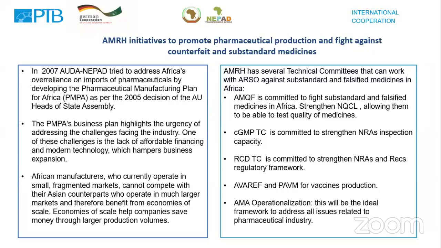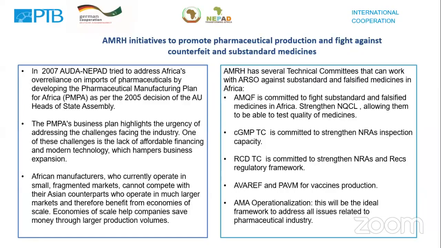And the last point of the AMRH initiative is AMA, and AMA is the African Medicines Agency. We are working right now to operationalize this one, and it will be the right framework to address all issues related to the pharmaceutical industry. So AMA will support the growth of local pharmaceutical production, a key objective of the Pharmaceutical Manufacturing Plan for Africa, the PMPA. It will further play a critical role in catalyzing trade in support of the African Continental Free Trade Area.